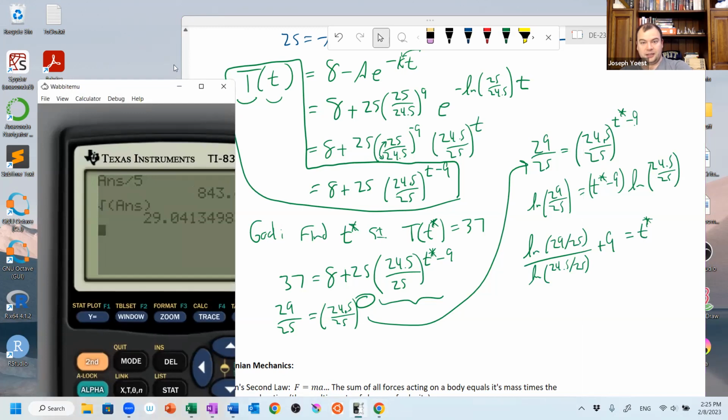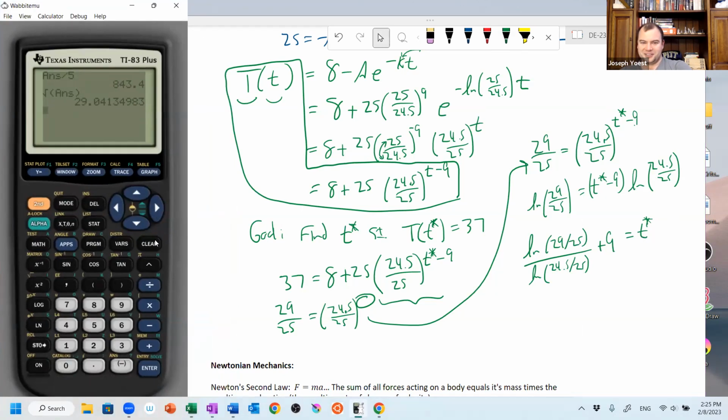Let's bring up the calculator and cross our fingers. So I've got log of 29 over 25 divided by log of 24.5 over 25. We do that, and then we add 9. And we get 1.65.